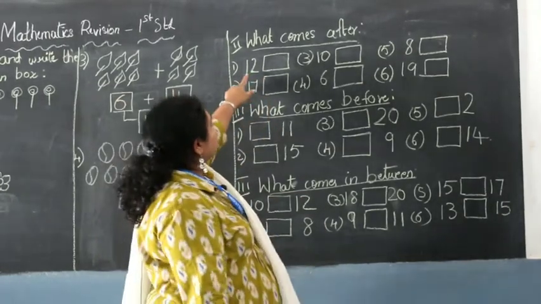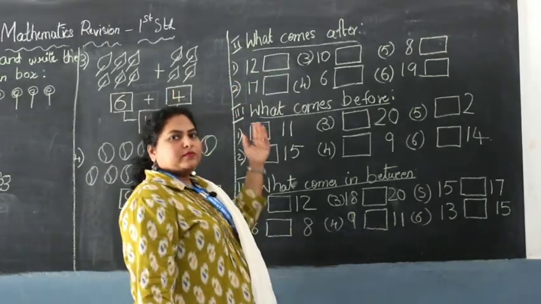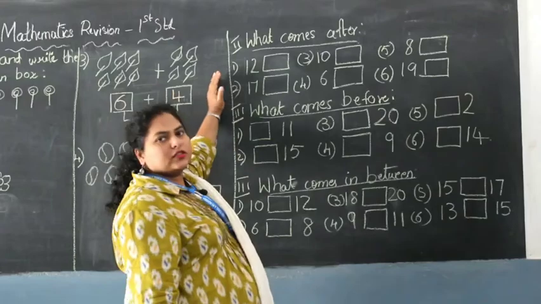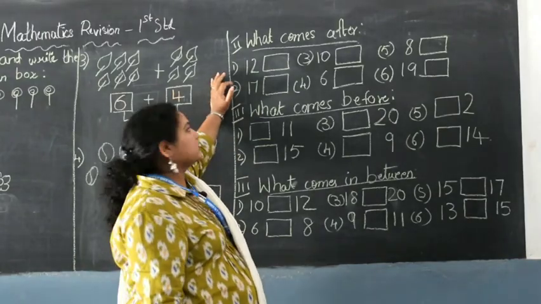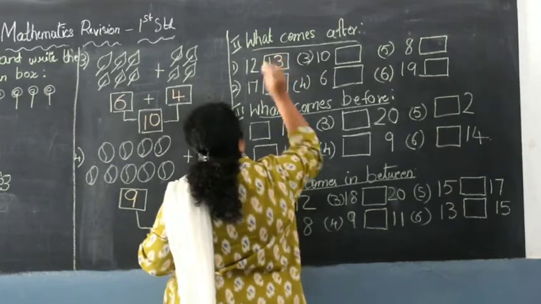So I have 12 here. What comes after 12? What comes after 12, children? 11, 12, 13. So 13 comes after 12, and write 13 in the box.